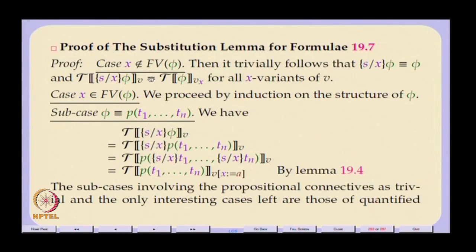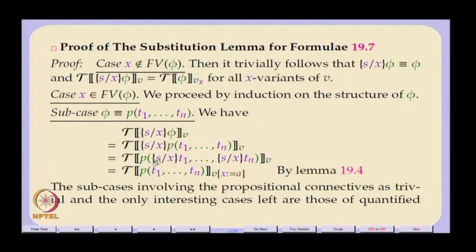Firstly, since x is not a free variable, the effect of this substitution is to leave the formula unchanged, and since x is not a free variable of phi, it does not matter what x variant you consider, you will always get the same truth value. Having disposed of this case, you have the case of x being a free variable of phi, in which case you proceed by induction on the structure of phi.